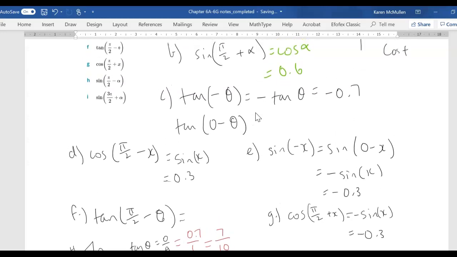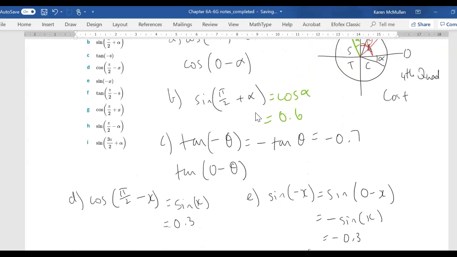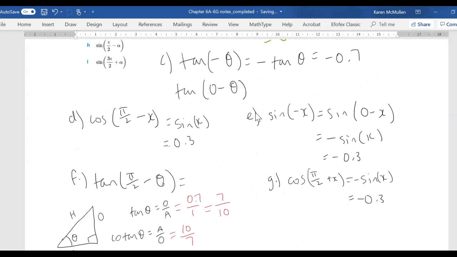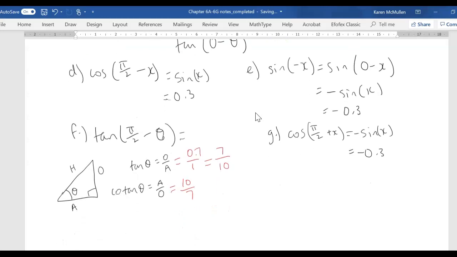Did we have any other tans? Did we do C? Yeah, we did C. Sorry, H and I. I was just seeing if we had any other tan questions that we could practice on.